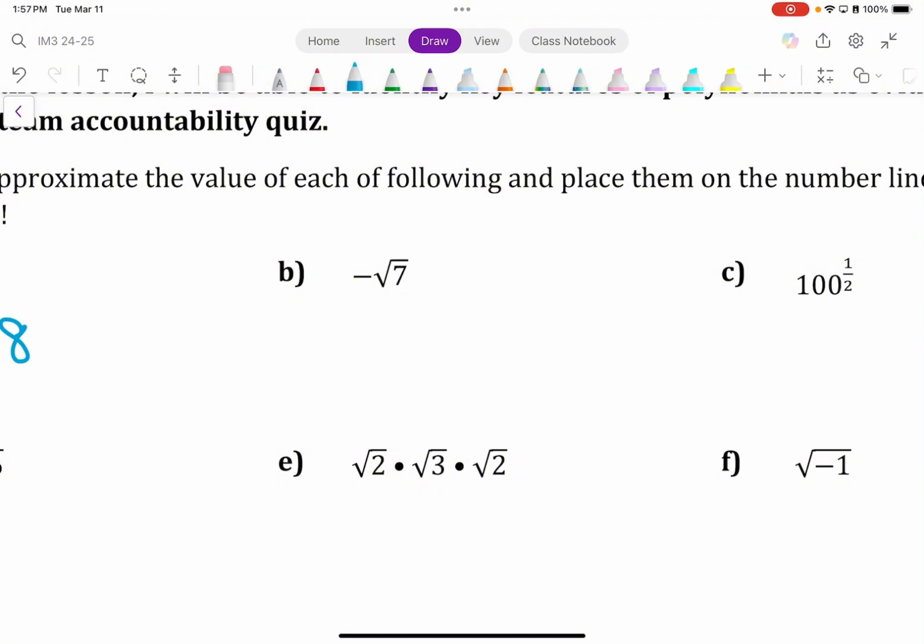So once again, you guys are trying B. Negative square root of 7. Let's go about 15 more seconds.